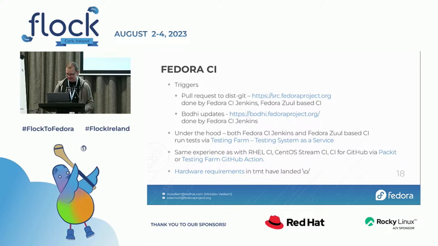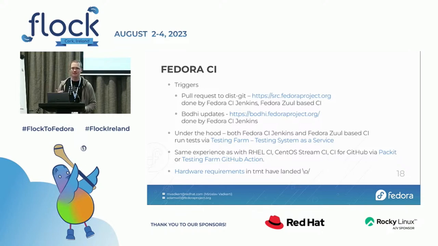Under the hood stuff isn't so important, but Testing Farm is the back end. It's the combined back end for all of the Fedora CI, but CentOS Stream CI also uses Testing Farm. Some of RHEL's testing runs in a Testing Farm instance. So that's part of the project of trying to unify things: same experience with RHEL CI, CentOS Stream CI, and Packit, which is a cool thing if you haven't heard of it.